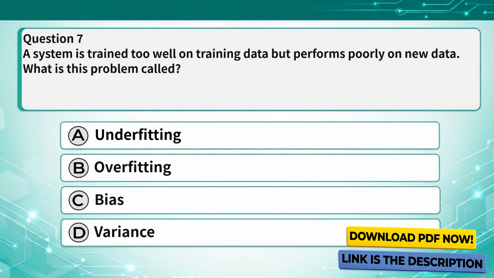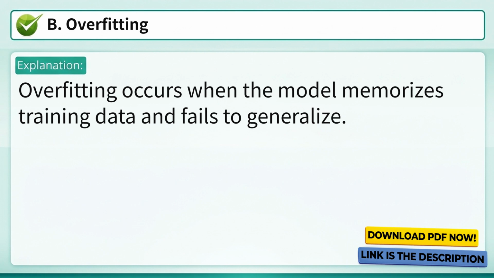Question 7. A system is trained too well on training data but performs poorly on new data. What is this problem called? A. Underfitting. B. Overfitting. C. Bias. D. Variance. Answer, B. Overfitting. Explanation. Overfitting occurs when the model memorizes training data and fails to generalize.